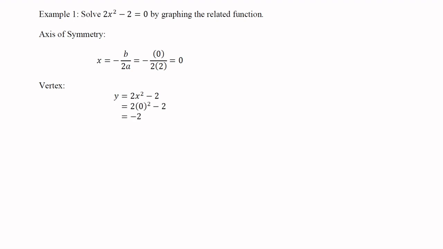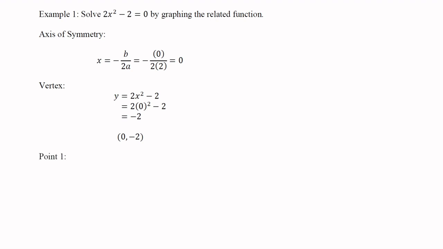So let's solve 2x squared minus 2 equals 0 by graphing the related function. First, find the axis of symmetry. We do that by using negative b over 2a since we are in standard form, and that gives us 0. Now we can take that 0 and plug it into our related equation, y equals 2x squared minus 2, to find the y value that goes with our axis of symmetry, and that gives us the vertex of (0, -2).